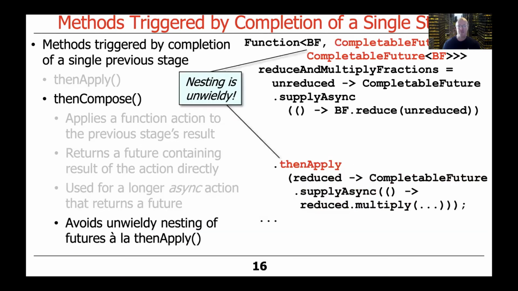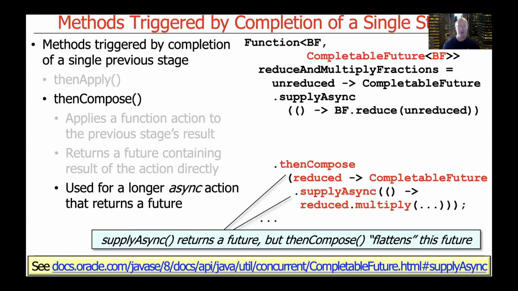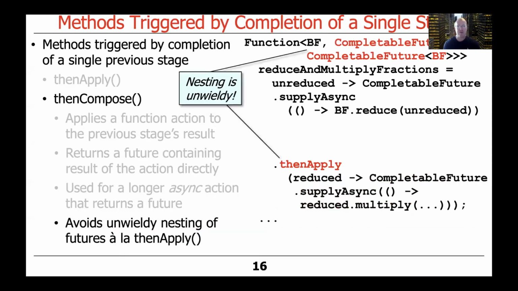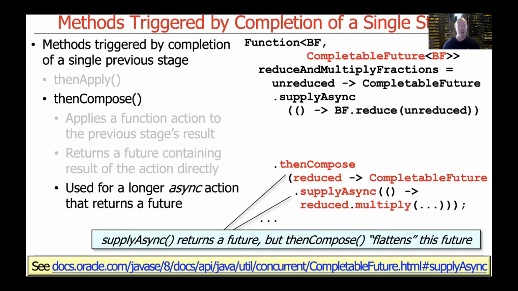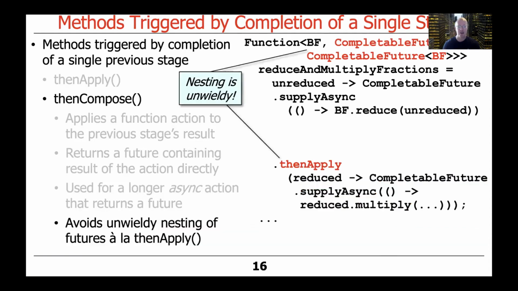And why this distinction is important is because if we used thenApply instead of thenCompose, the return value from thenApply would be a CompletableFuture to a CompletableFuture of type BigFraction, which, while doable and will work, is unwieldy because nesting gets to be a big mess very quickly. Whereas this approach using thenCompose lets you keep a single level of CompletableFuture as opposed to having nested CompletableFutures. So that's the primary motivation for using thenCompose instead of thenApply.